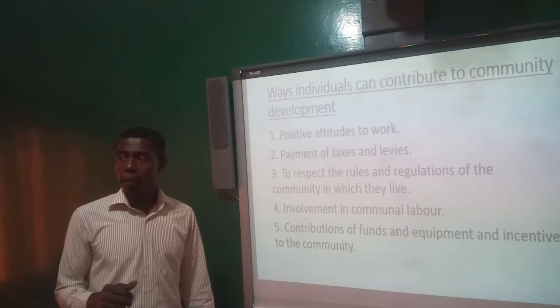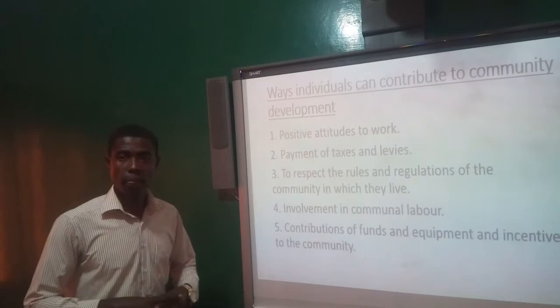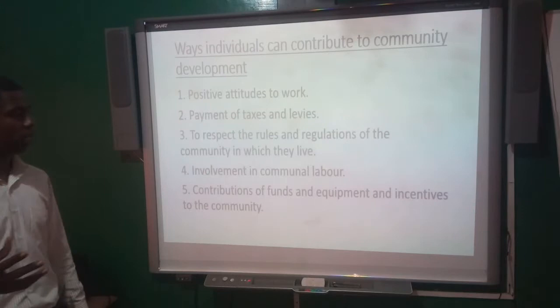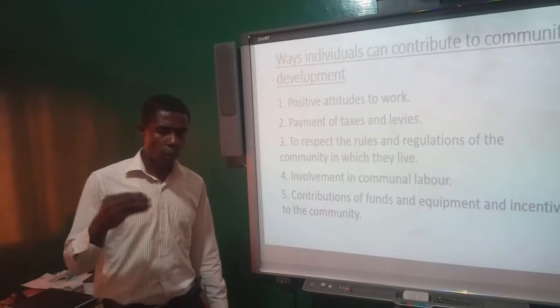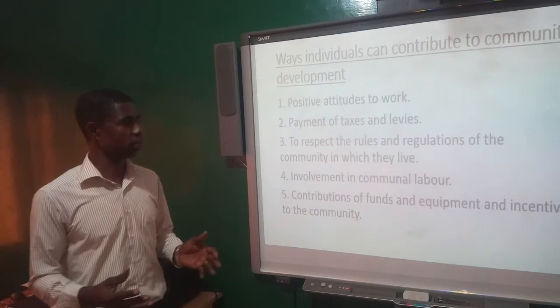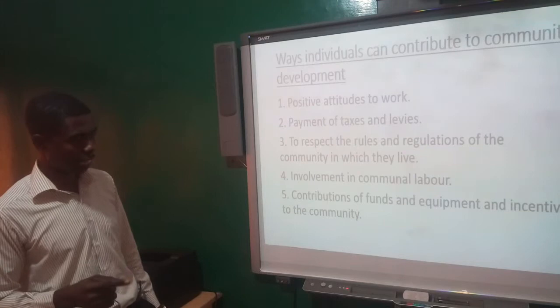Another contribution the individual can offer to ensure the development of your community is to contribute funds, equipment, or other incentives when the need be. So as an individual, you are required to contribute funds, equipment, and other incentives to the community when the need arises. What do you have to offer? We have said earlier on, besides payment of taxes and levies, you can also, for example, there is a development fund. It is your responsibility to contribute to the fund so that whatever projects that they want to undertake can be realized. Good. So your contribution of funds and equipment and incentives to support your community.